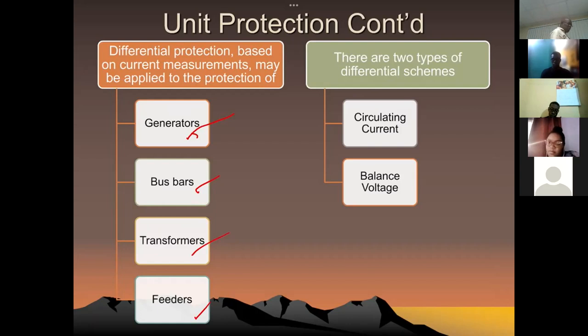And the two types of differential systems would be circulating current and balance voltage. In some texts, you might see it as voltage balance. So you have your balance voltage schemes or your voltage balance schemes, and you have your circulating current. Our main focus this afternoon, this evening, would be on your circulating current.